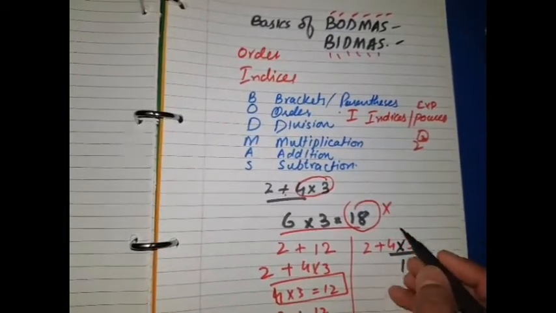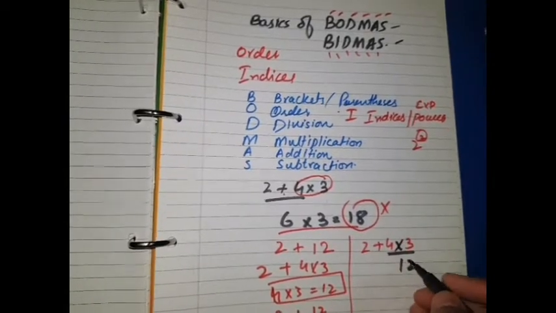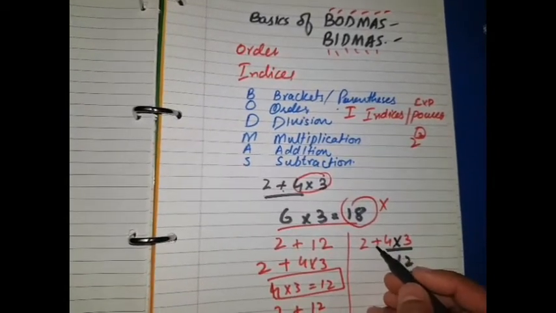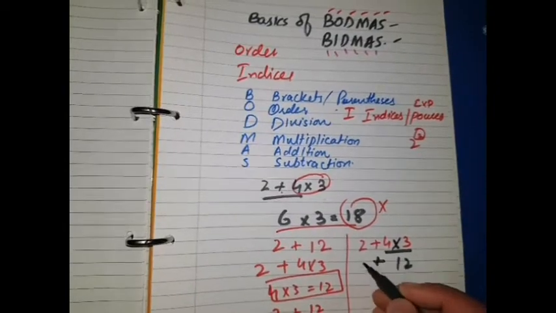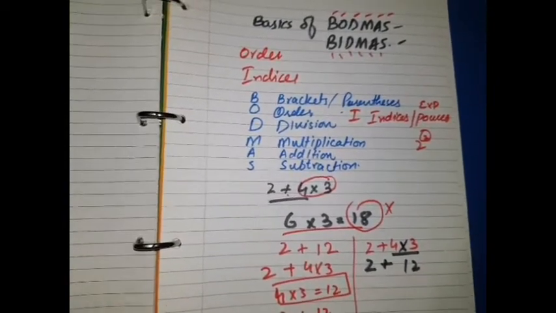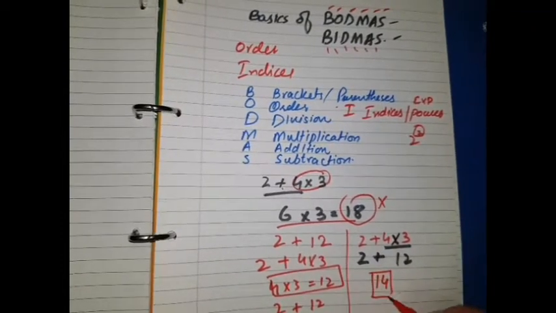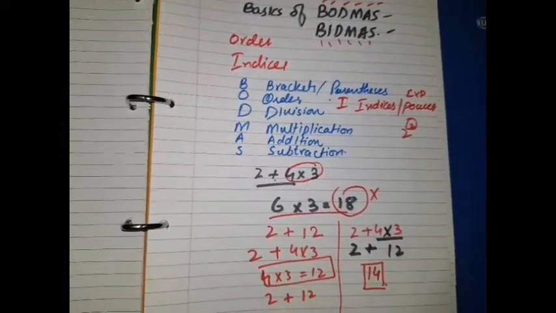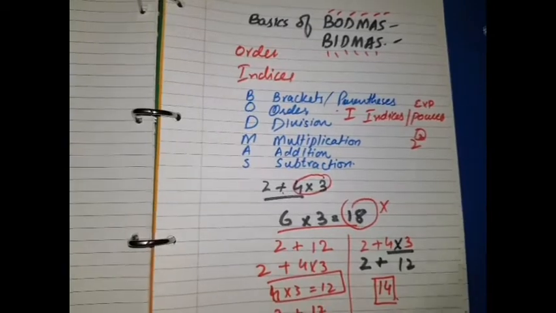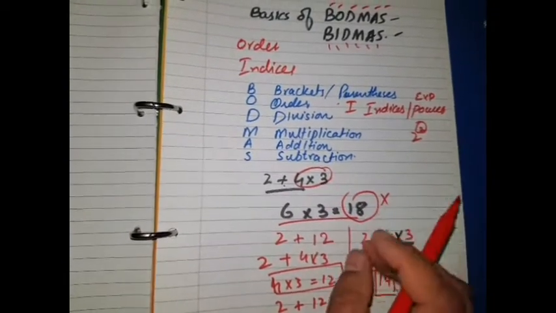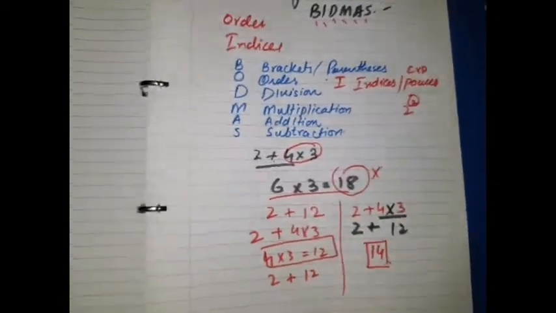So first of all, I'm multiplying these two numbers. 4 times 3 makes 12. I'm going to bring this plus down, and I will bring this 2 down. Now 12 plus 2 makes what? 12 plus 2 makes 14, and 14 will be my final answer. Now in this case, it's very simply explained how you have to follow the BODMAS order. Now let me show you another example.